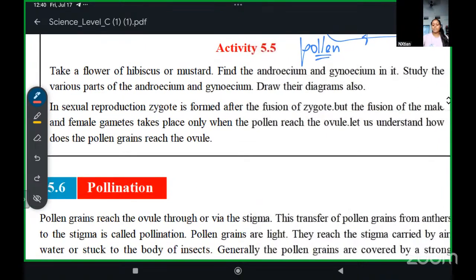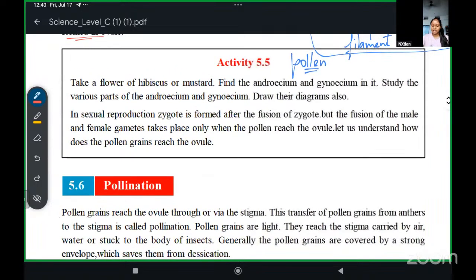Take flowers of hibiscus or mustard and find the androecium and gynoecium. Study the various parts of the androecium and gynoecium.